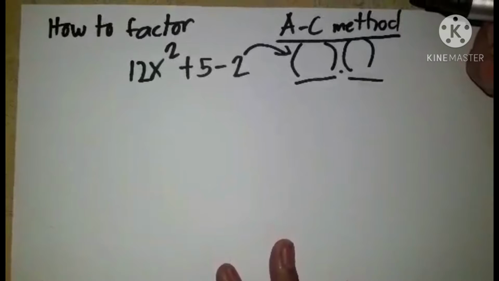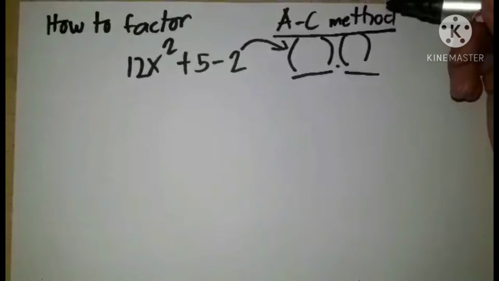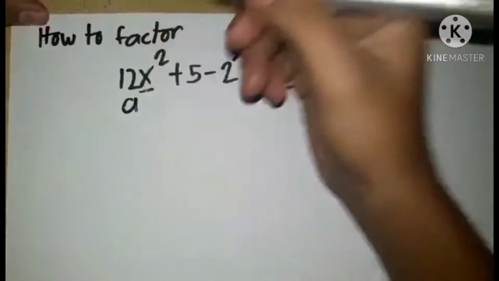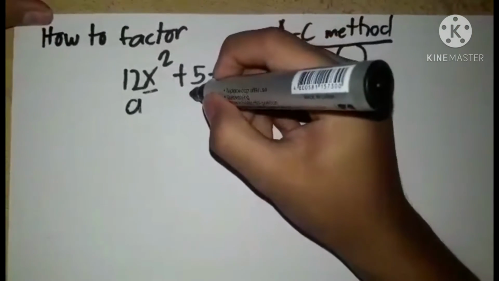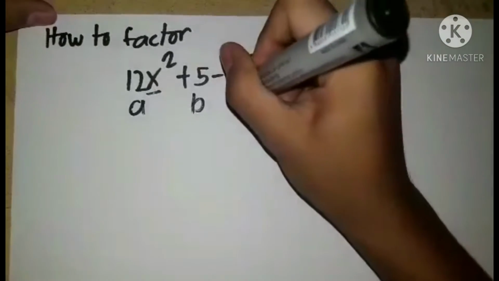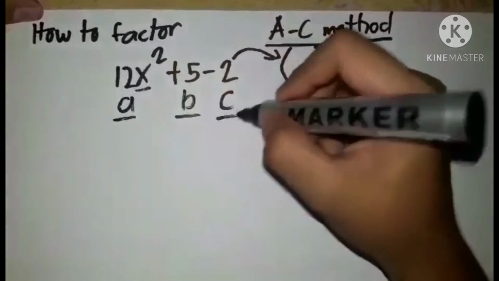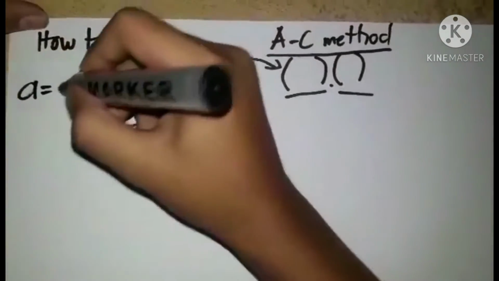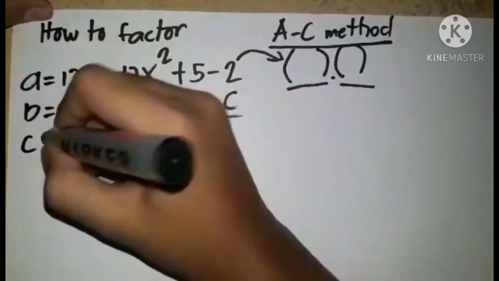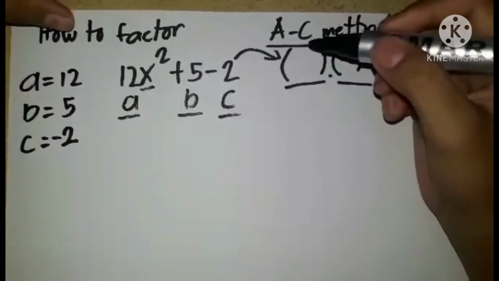Before we get into the AC method, we have to know that the coefficient in front of x squared is called a, the coefficient in front of x is called b, and the last one, the constant, is called c. If you have learned the quadratic formula, you have to know how to figure these out, right? So a is equal to 12, b is equal to 5, and c is equal to negative 2. Let's use the AC method.